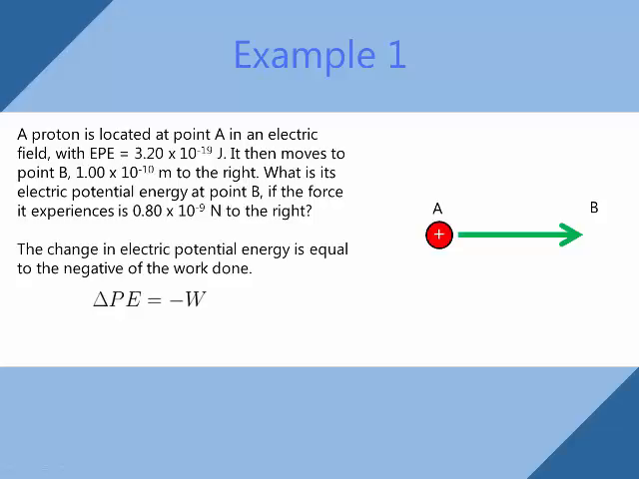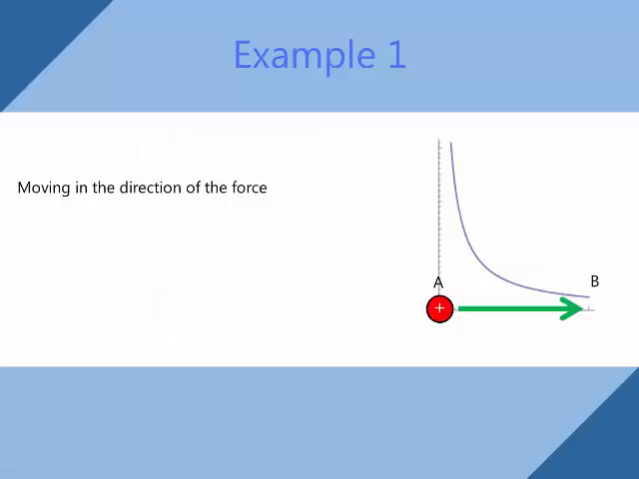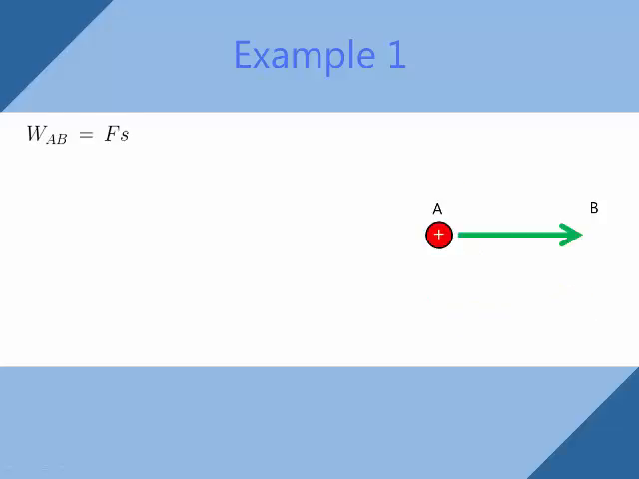We can calculate the change in electric potential energy as the negative of the work done. Similarly, we can say that the electric potential energy at the final position, point B, is the negative work plus the electric potential energy at point A, the starting point. We are moving the charge in the direction of the force. Thus, we should expect to have a decrease in electric potential energy of the charge. With this in mind, we can first calculate the work done moving the charge from point A to point B.